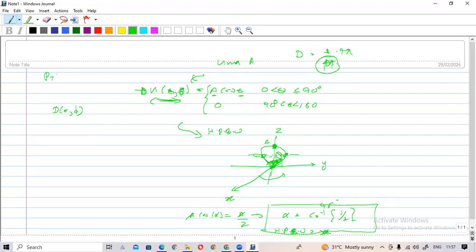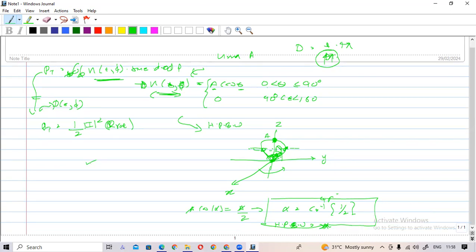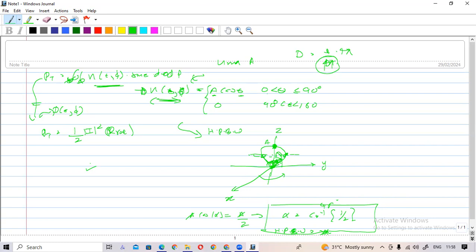To find P_T, maybe you have to do the integration of U(theta, phi) sine theta d theta d phi, with theta limits and phi limits. You have to verify the limits. Or maybe you can find P_T by applying the equation I squared R radiation. You can use both techniques to find the total radiated power, then you can find the directivity. You also need to know how to use the Friis equation. One example is there, two examples are there, so try to do the two examples.